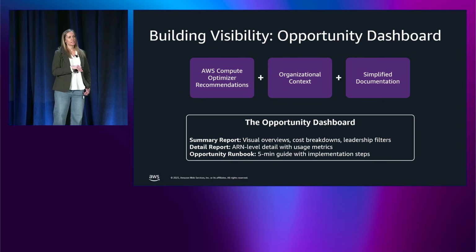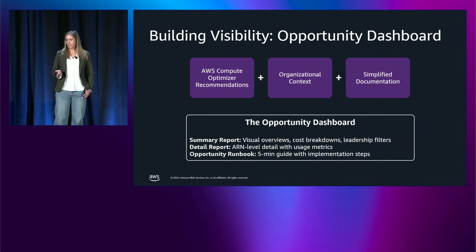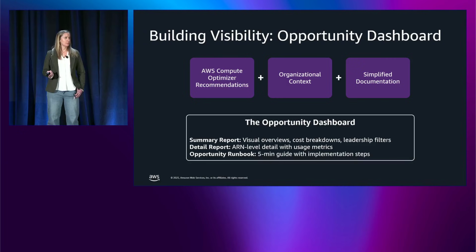Then each opportunity has a detail report, and that's really more relevant to the people performing the work. You can see at a resource level things like what account the resource is in, what the actual savings estimate for that particular resource is, and usage metrics that can be helpful in understanding why the recommendation was made.